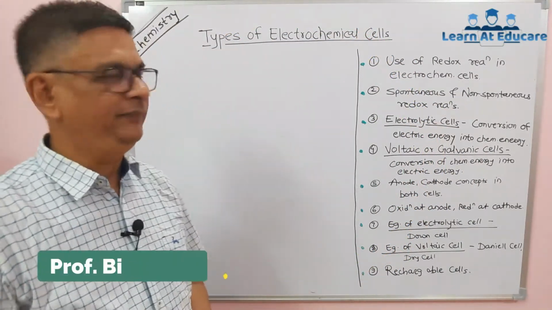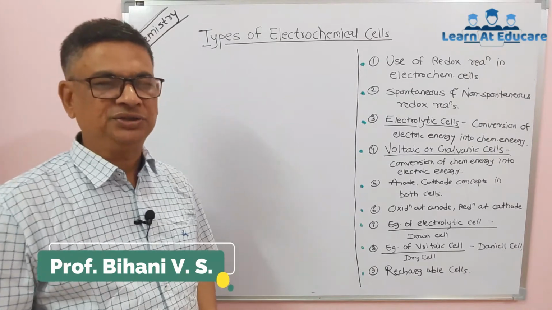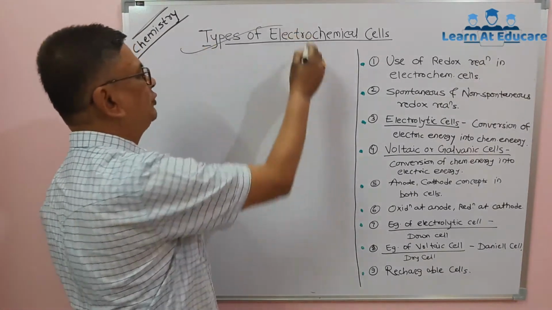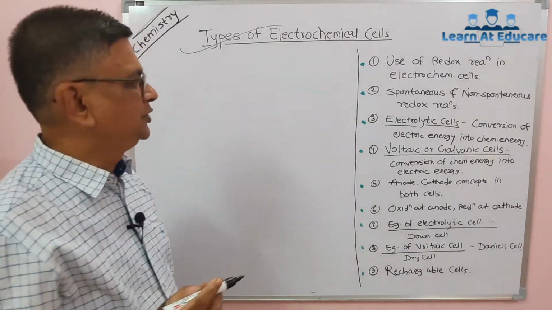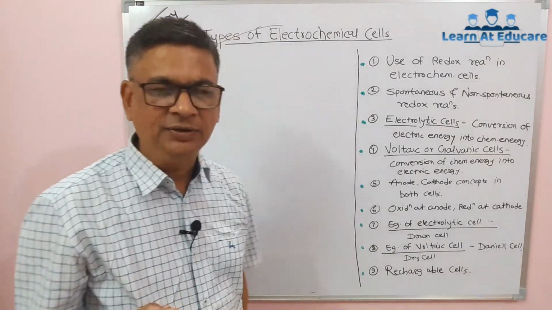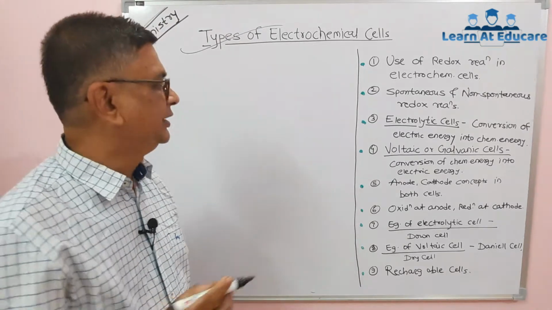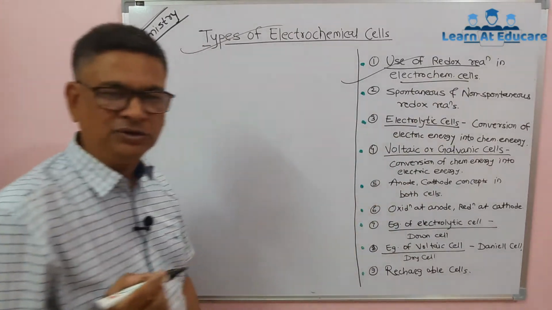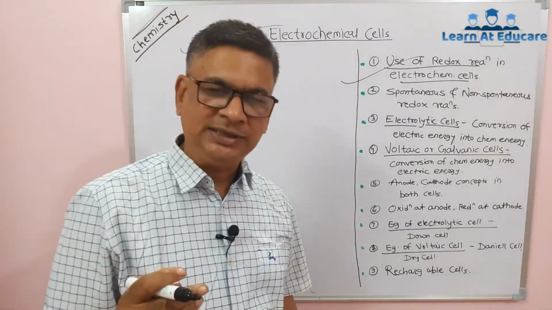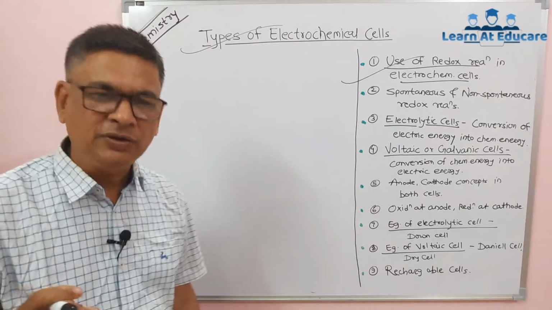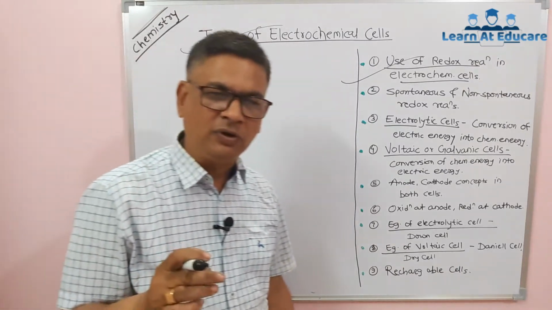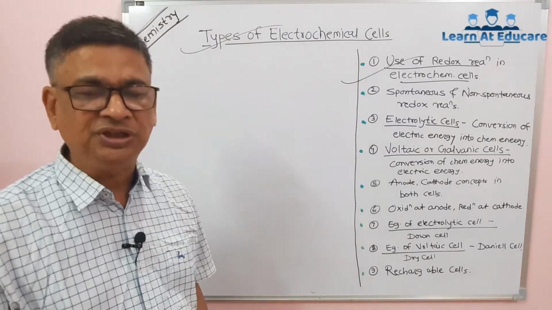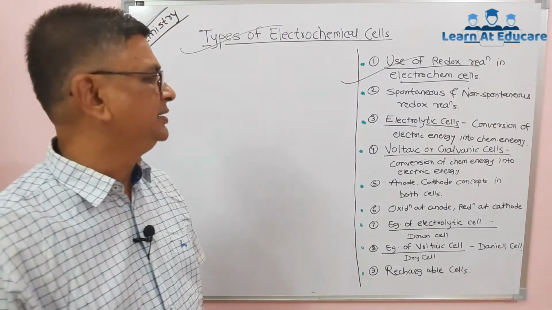This is Bihani and today in this chemistry session we are going to see a very important concept about the types of electrochemical cells. Now you know the cells, that concept is different in biology, while in chemistry it is different. Here redox reaction is used in the electrochemical cell. You already know redox reaction, that is the combination of oxidation and reduction. We know only oxidation never occurs, only reduction never occurs. It is the simultaneous oxidation and reduction, and that combination is used in the cell that is called an electrochemical cell.